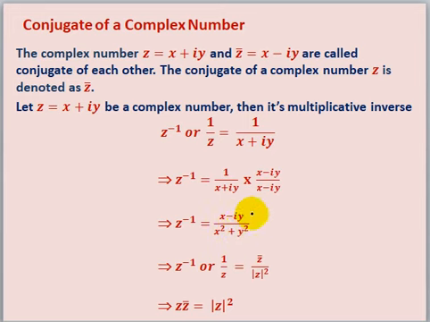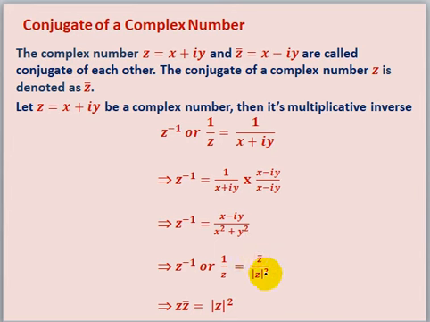Now if you look at the numerator, this is nothing but the conjugate of z. And if you look at the denominator, it is the square of the modulus. So what do we see? 1 over z, which is the multiplicative inverse of z, is coming out to be the conjugate of z divided by the square of its modulus. So the multiplicative inverse can also be evaluated using this expression.